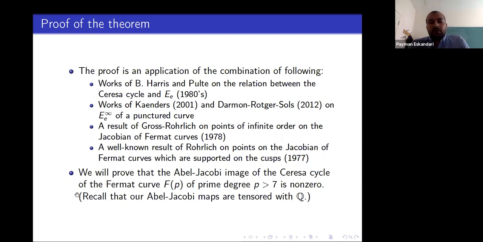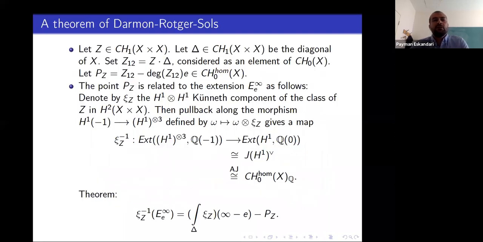So now, remember what we're trying to prove. We're trying to prove that the Ceresa cycle of Fermat curves of prime degree p greater than 7 is of infinite order modulo rational equivalence, but because the Abel-Jacobi map is tensored with Q, it's enough if you show that the Abel-Jacobi image of it, remember, this is the rational Abel-Jacobi image, is actually non-zero. So now let's start the proof.